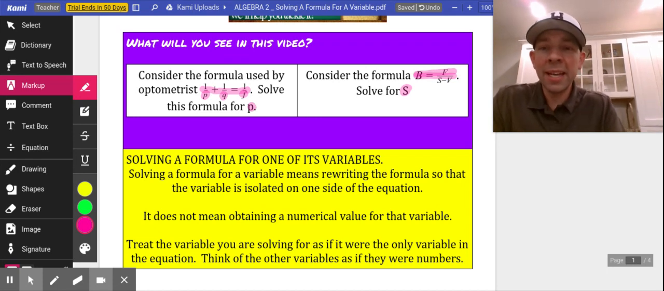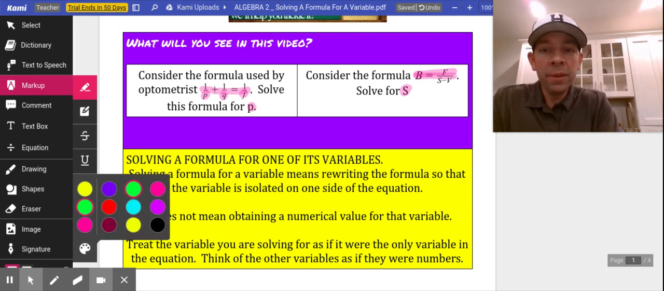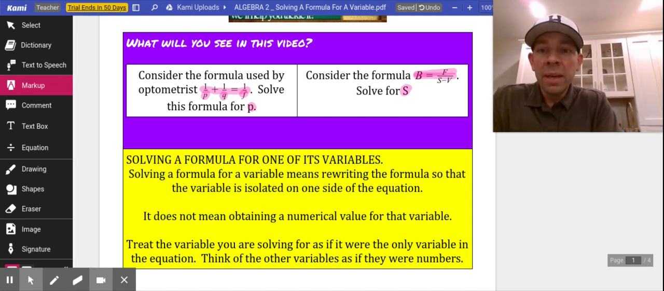Now, what exactly does it mean to solve a formula for one of its variables? Solving a formula for a variable means rewriting that formula so that the variable is isolated on one side of the equation. So in this previous example, if we're solving for P, we're going to use all of our algebra skills to manipulate this equation until P is on one side of the equation all by itself.